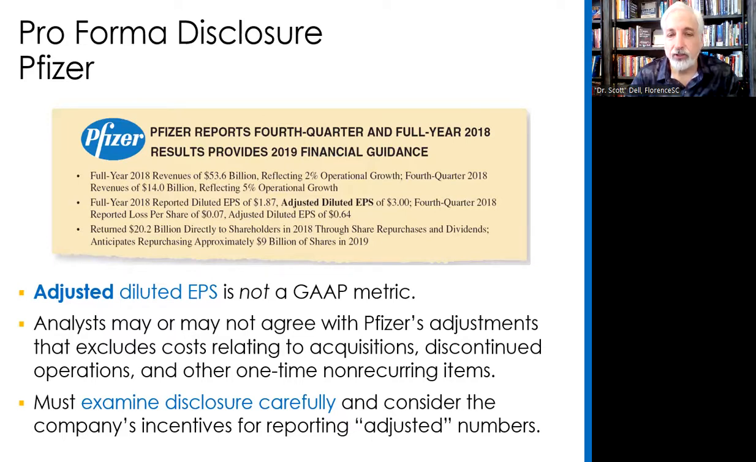And then there's something called the adjusted diluted earnings per share. There's earnings per share. There's a diluted earnings per share. And then Pfizer decides to throw in an adjusted diluted earnings per share, which is not GAAP. So that's okay. They don't have to have everything in GAAP, but they need to report what's not.